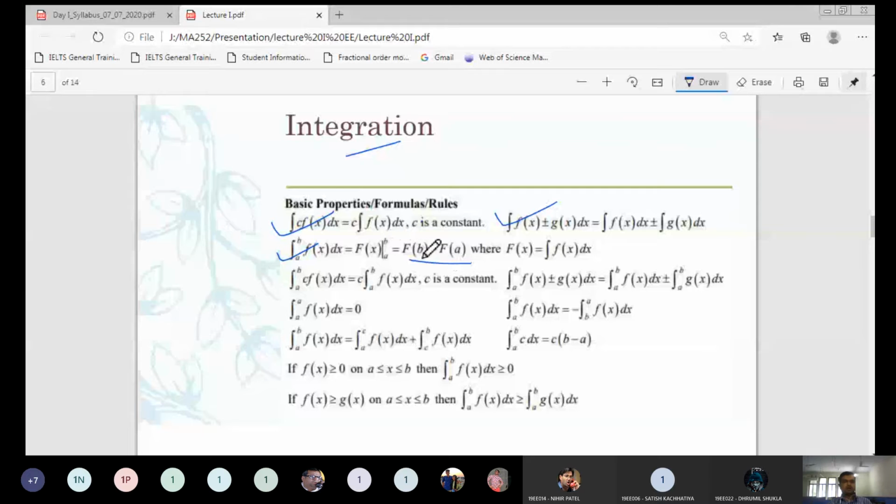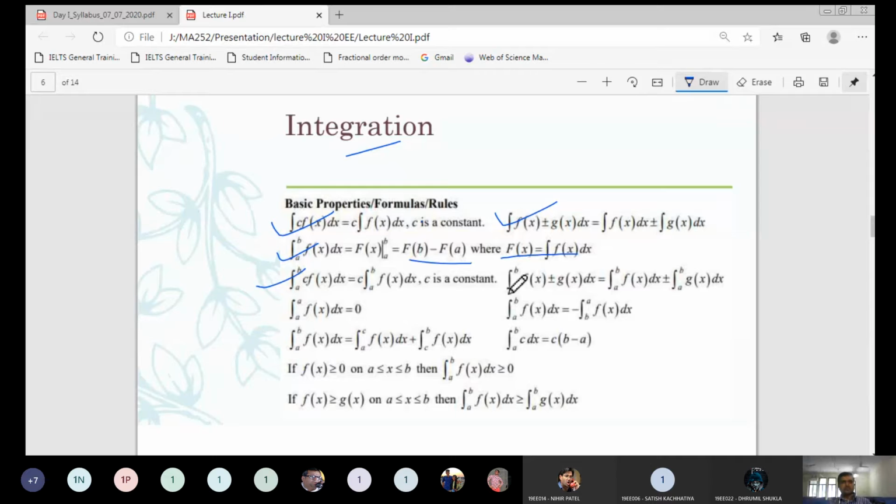In the first one you have to substitute b, and in the second you have to substitute a. Understand? Clear? Any doubt in this formula? Then the fourth one: integration from a to b of c f of x dx is equal to c times the integration from a to b of f of x dx. c is a constant.